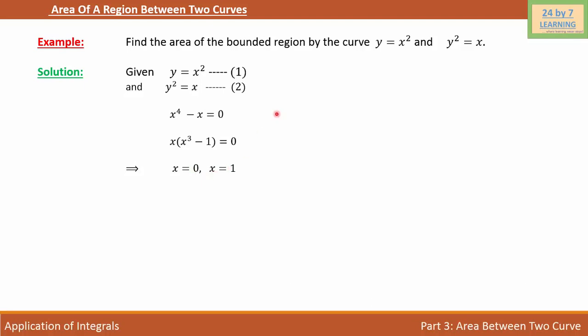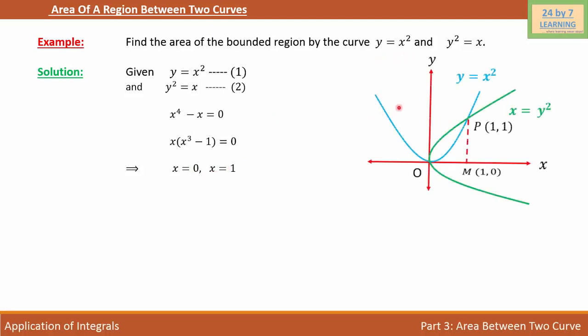Now, let's graph these two equations. If I graph, I will get this kind of graph where this line is my x-axis. This line is my y-axis. O is the origin. This blue parabola is the parabola for y is equal to x squared. And then this green curve is my parabola x is equal to y squared.